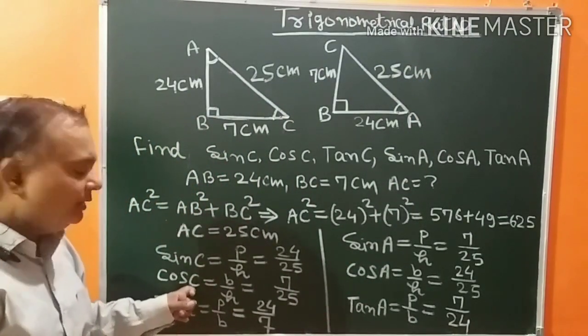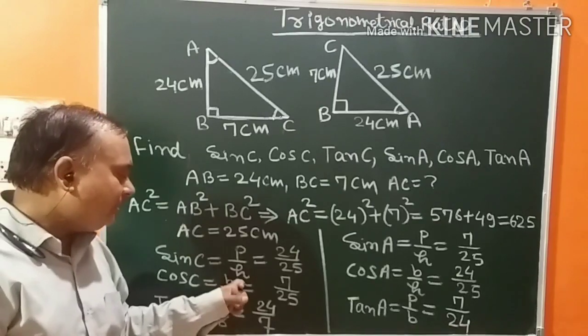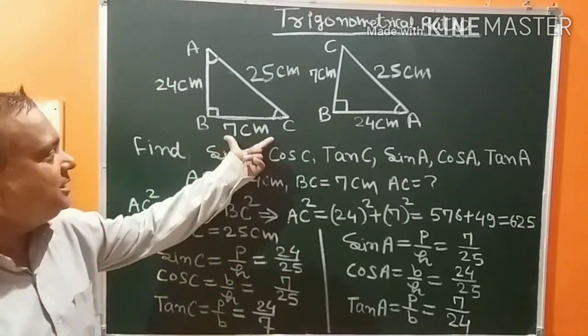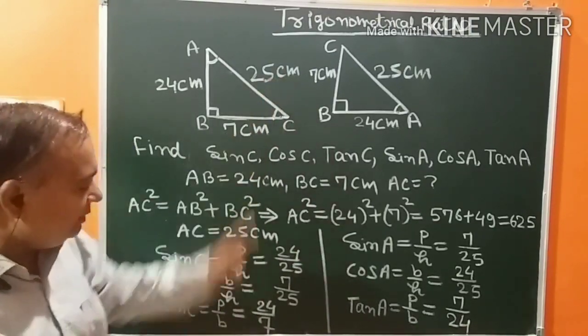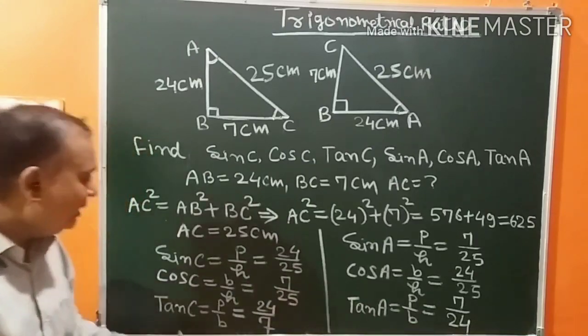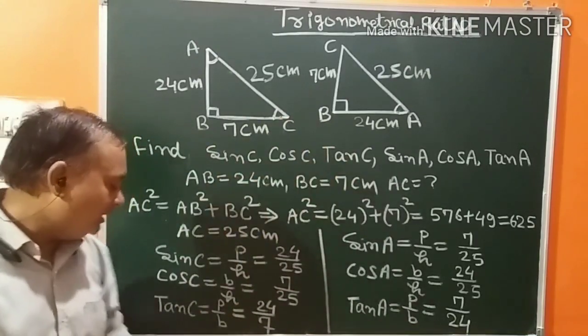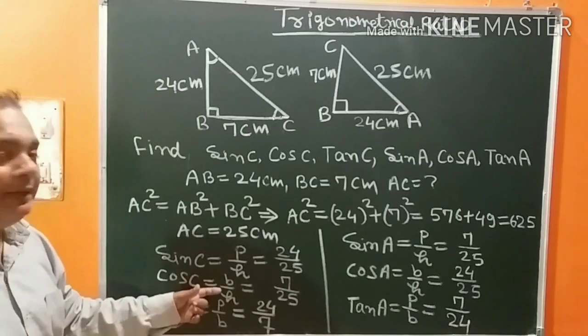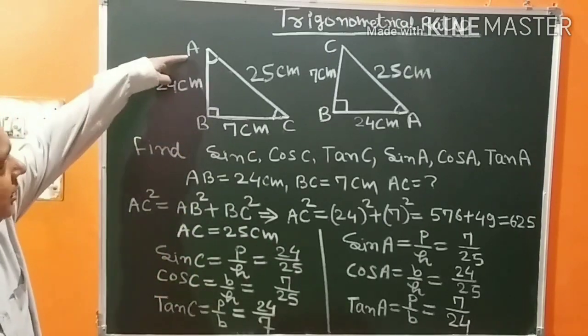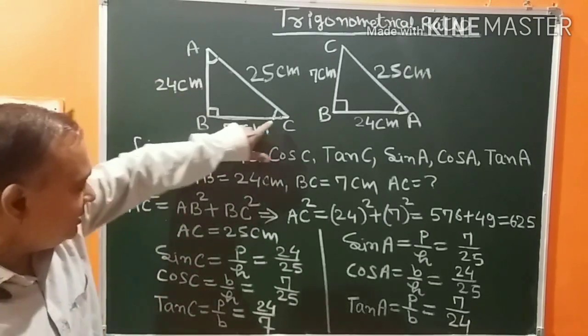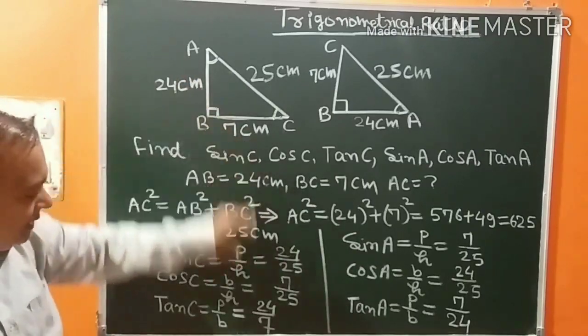Next, cos C. The formula of cos is base upon hypotenuse. So base is 7, hypotenuse is 25, that is 7 upon 25. Next, find tan C. Tan C is perpendicular upon base. Perpendicular is AB and BC is the base, that is 24 by 7.